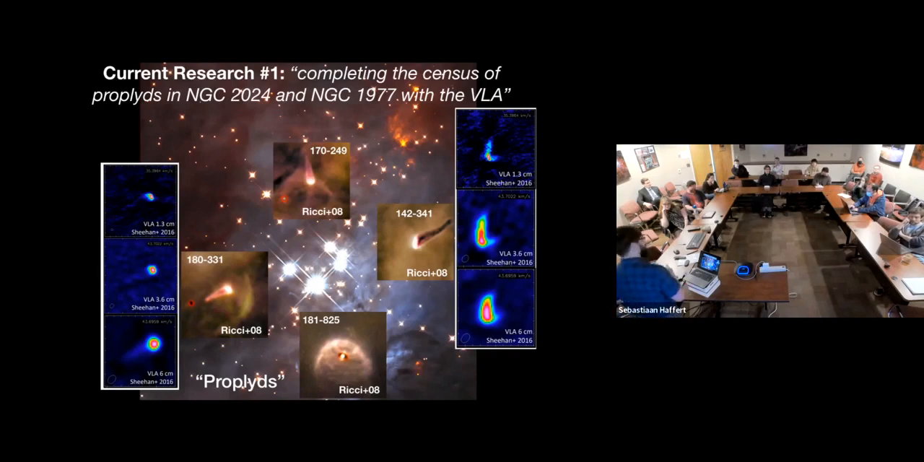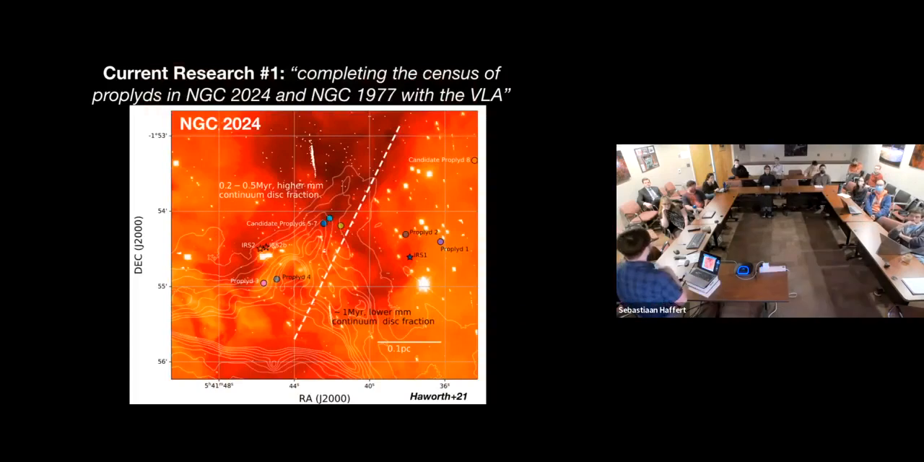And we know this because we have a good census of proplyds in this cluster in particular. What I'm currently doing with the VLA is I'm leading multiple programs as PI to complete the census of proplyds in the NGC 2024 and the NGC 1977 clusters. Both of these clusters are in the Orion molecular cloud, and they're interesting in different ways.